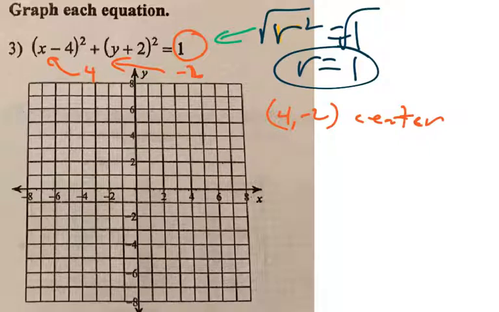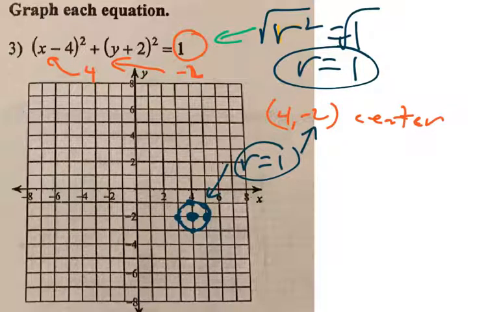So how do we graph this? We're going to go to 4, -2 right there. I'll make my dots real big so you can see it easy, guys. And then with radius 1, all I usually do is go 1 to the right, 1 to the left, 1 up, 1 down. I connect those with a nice little arc. And I have a circle, guys, right there with radius 1, center 4, -2.